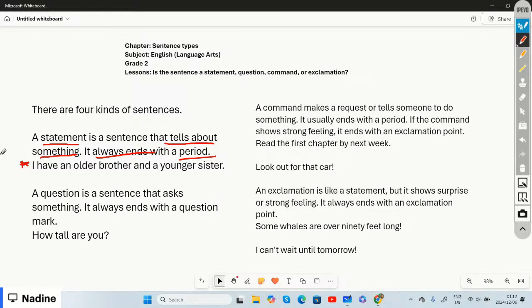And in this case, I have an older brother and a younger sister, or saying I'm going to school, or saying I'm going to the mall, or I'm going to buy something for Christmas. It's basically just telling someone something.